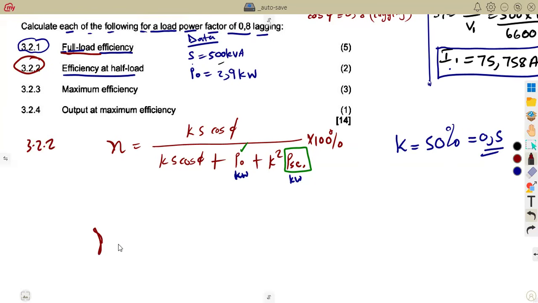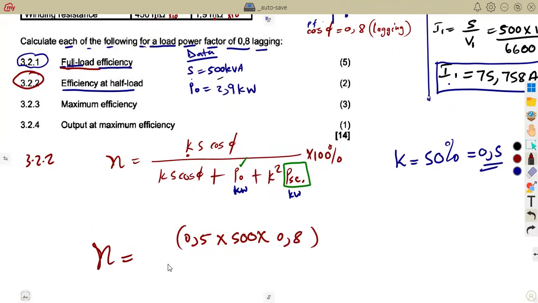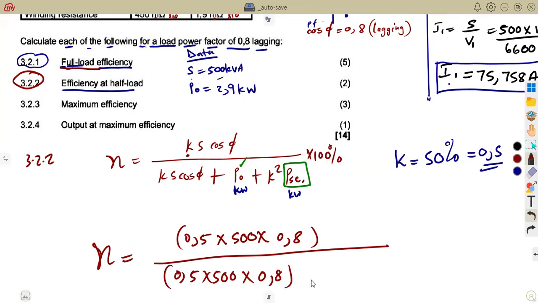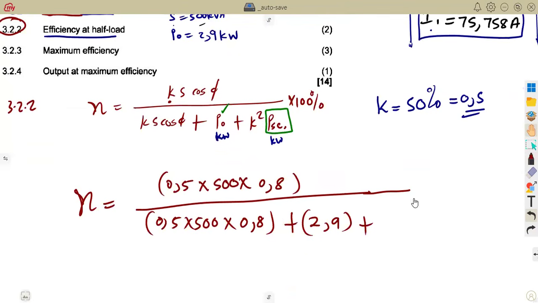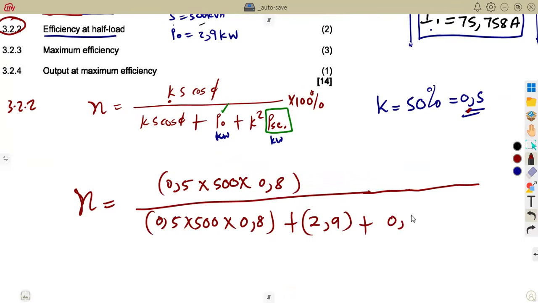Everything, guys, is going to remain as it was before, the values that we calculated. So this is 0.5 in place of K times our S, everything just repeated as it is, times our cos, remember, 0.8 lagging. So 0.5 times 500 times 0.8, plus your open circuit, 2.9 kilowatts, plus the short circuit that we calculated. So it's K squared, which is 0.5 squared, for our half load, times our short circuit, 5,343 kilowatts, just like that.